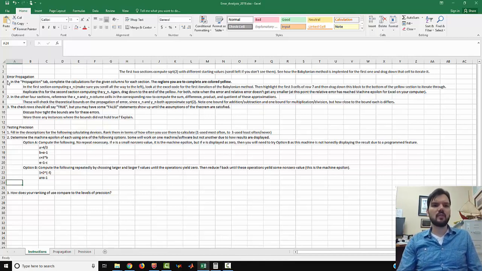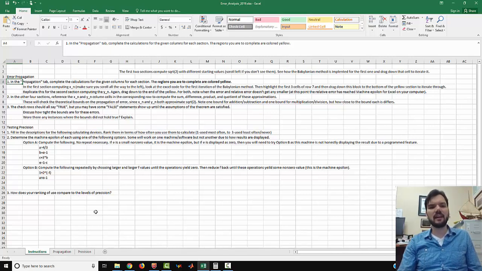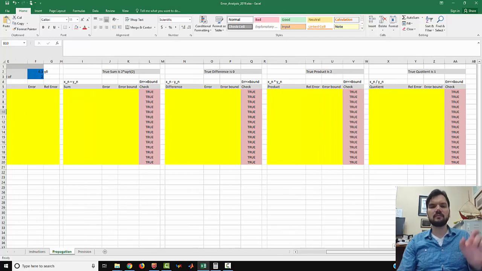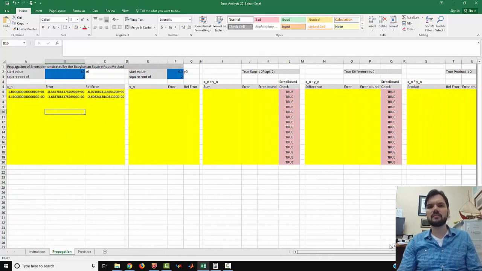So first, we have the section on error propagation. In this first tab, we'll go through the instructions on how to use the other two tabs, the propagation tab for questions 1, 2, 3 and error propagation, then the precision tab for the testing precision questions 1, 2, 3. So first in propagation, scroll over and you have several sections of yellow, and you want to scroll to the left to see this first box.